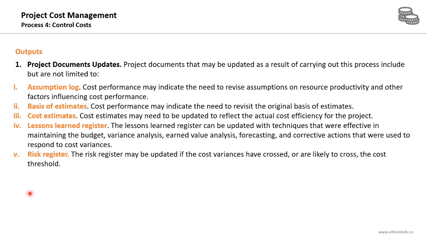Any new assumptions regarding the cost performance might be updated to the assumption log. Cost performance may indicate the need to revisit the original basis of estimates, and there might be updates to reflect the actual cost efficiency to the cost estimates. If there are any lessons learned about controlling costs and applying the earned value analysis, this can be reflected in the lessons learned register, and the risk register might be updated if the cost variances have crossed or are likely to cross the cost threshold. This is a risk which you need to add to the risk register.